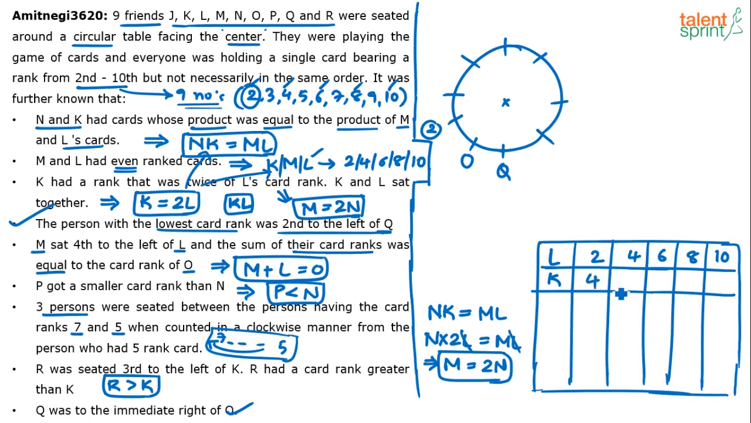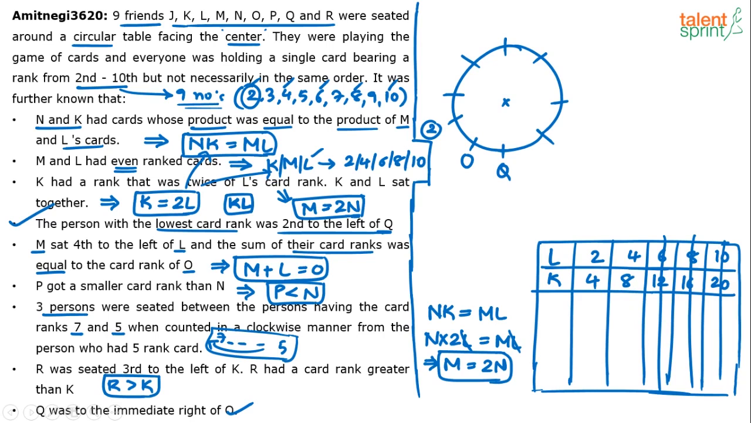So 2 into 2 is 4, 4 into 2 is 8, 6 into 2 is 12, 8 into 2 is 16, 10 into 2 is 20. Now clearly these are wrong cases. Not possible, because K cannot be 12 or 16 or 20. The maximum value that we have is 10. So if L is equal to 2, K will be equal to 4. If L is equal to 4, K will be equal to 8.